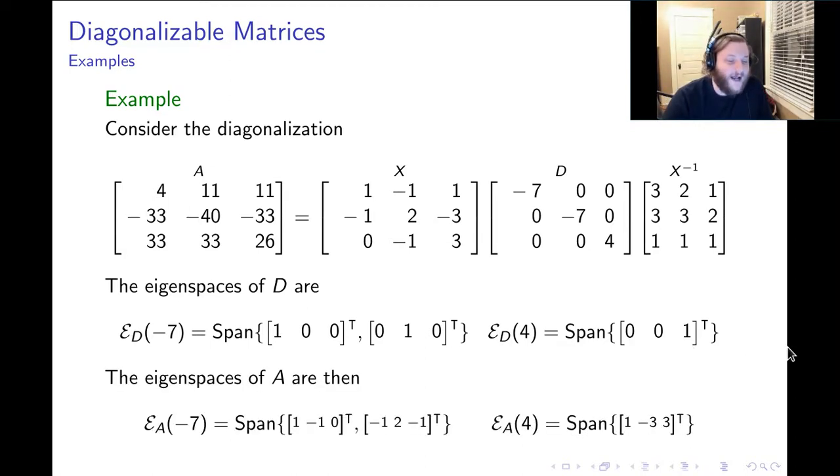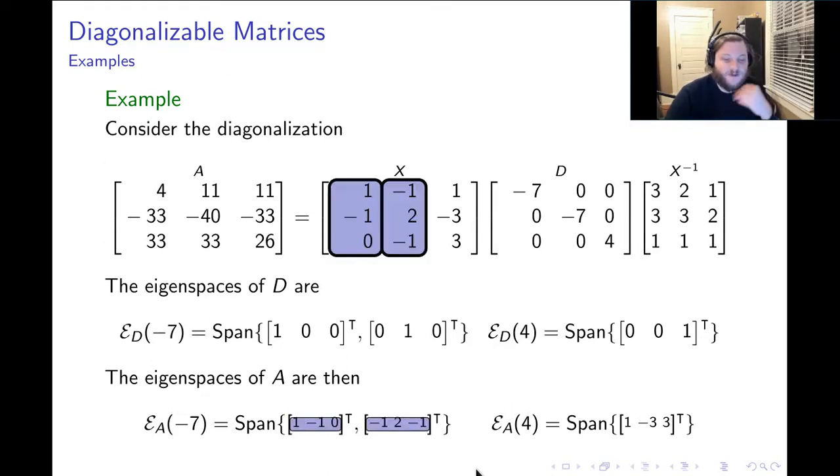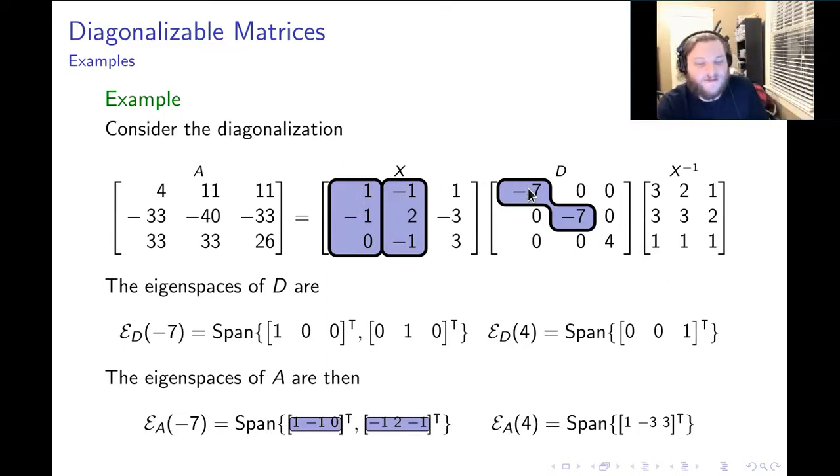Well, what about the eigenspaces of A now? Remember, to get the eigenspaces of A, we take the basis vectors for the eigenspaces of D and multiply by the matrix X. What happens when I multiply X by 1, 0, 0 and 0, 1, 0? I just end up plucking out the first two columns of X. The thing to note here is that for lambda equals -7, the eigenvectors of A corresponding to -7 are exactly the first two columns of X, and that's because the first two entries on the diagonal of D are -7.